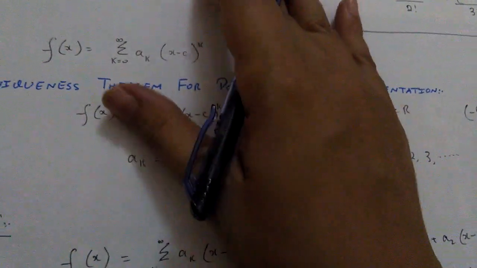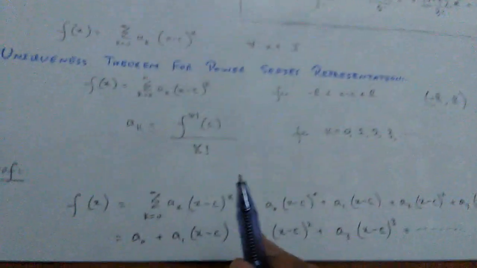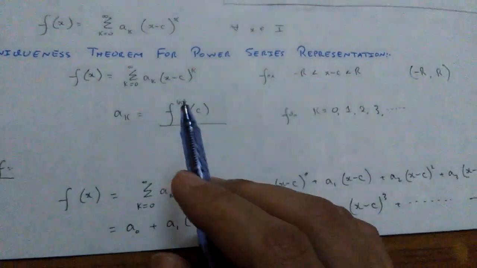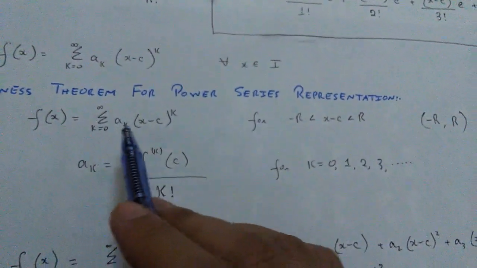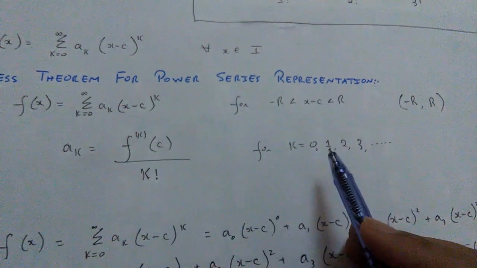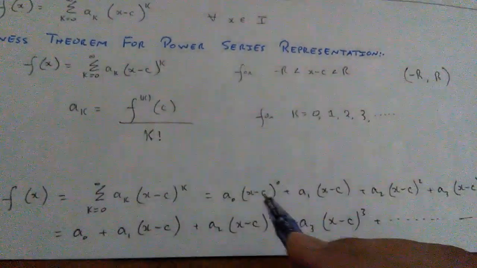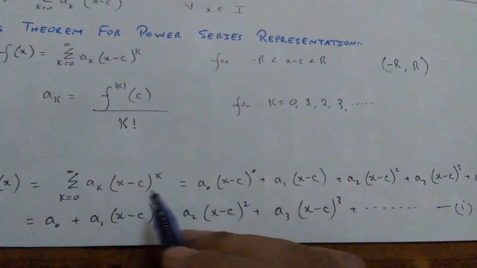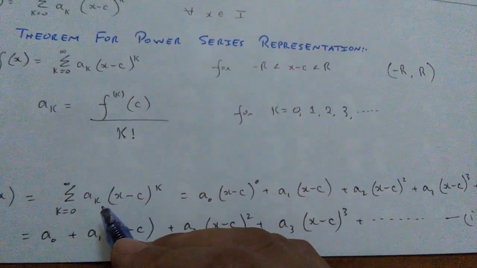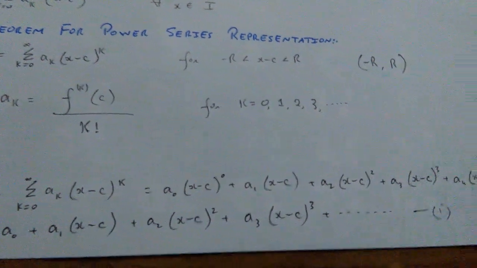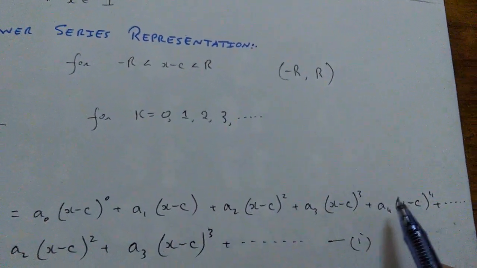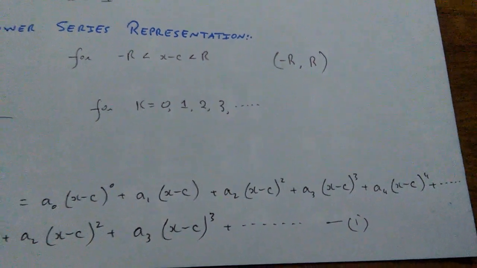Now, in understanding the proof of the uniqueness theorem, I have tried to open up this infinite power series starting from k equals 0 onwards. Wherever I have my k, I replace it by 0, 1, 2, 3 consecutively, and that's what I got. It goes on infinitely.